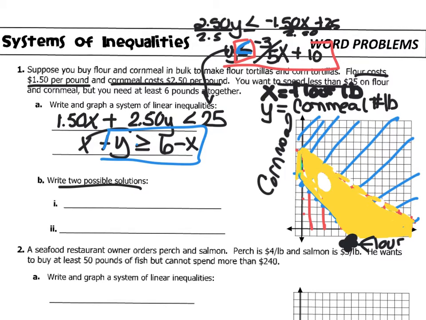All right, well, we know that, let's see, right here would be 1, 2, 3, 4, 5, 6. This would be 6, 1. And it's not 6, 2, because here's your origin right here. So 6, 1. So a possible solution would be 6 pounds of flour with 1 pound of cornmeal.